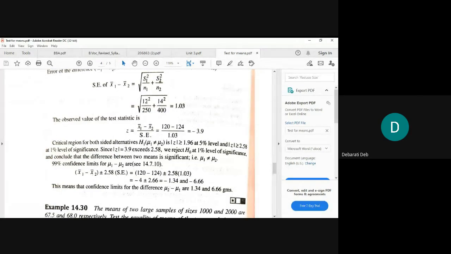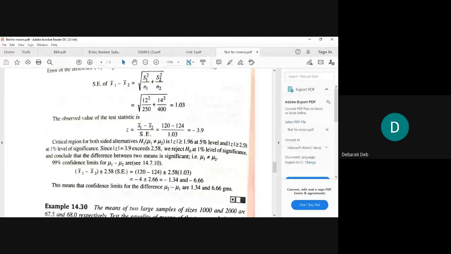No, mod means no value can be taken as a negative one. Mod means all the values will have to be taken as positive. I hope you have listened to me carefully. In the previous class also I told this, that whenever you're doing the first type of problem, that means equals to and not equals to, then you have to ignore the minus sign if you get any in the calculation of the Z statistic. So here you are getting minus 3.9. Here we will ignore the minus sign. We will only consider 3.9.